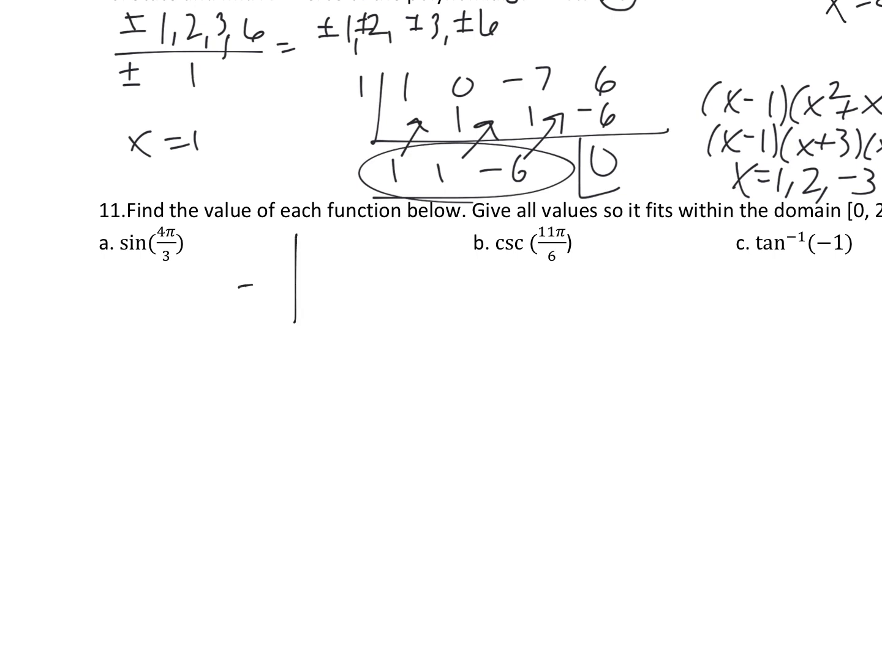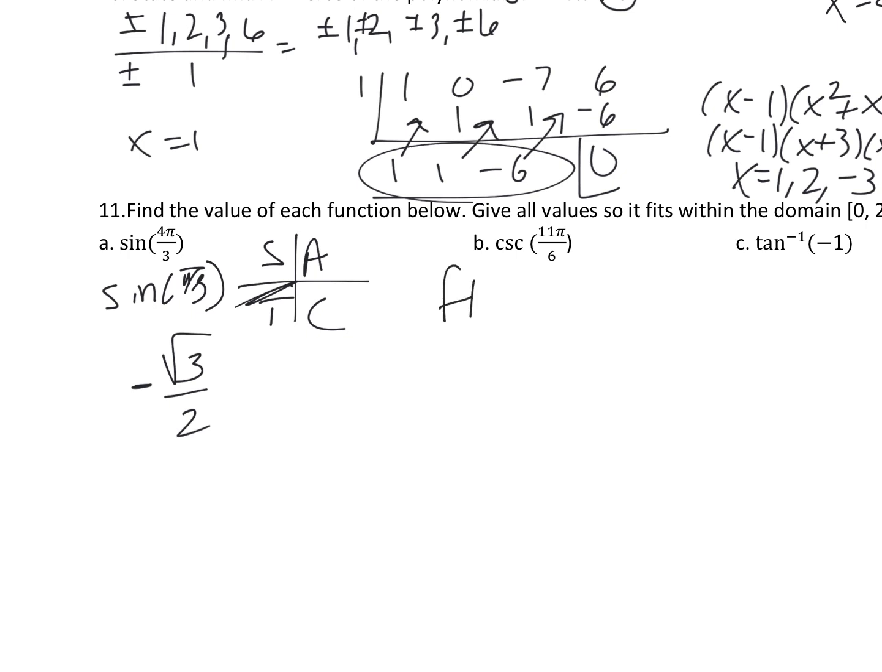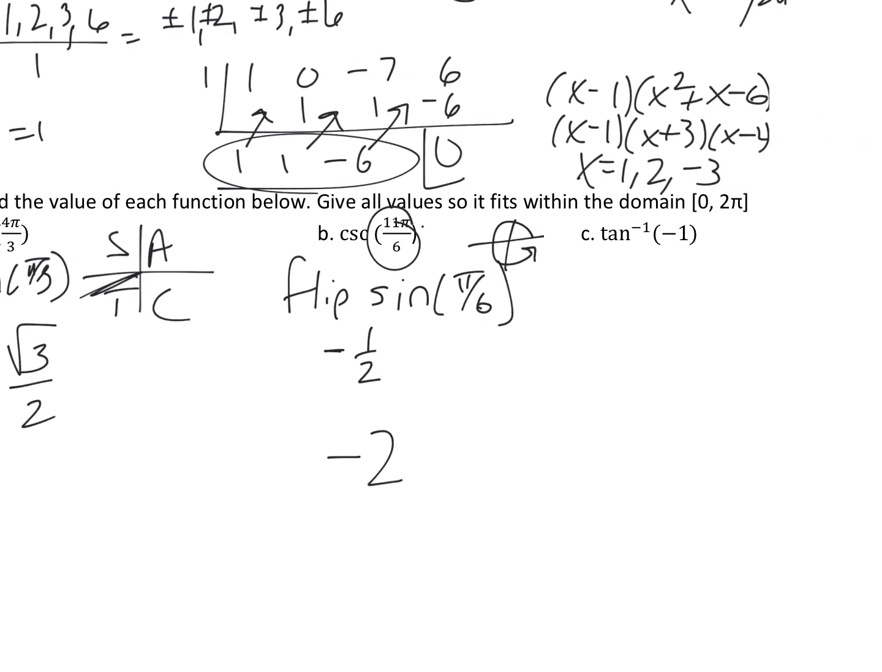So using our unit circle knowledge. So sine of 4 pi over 3, that's in quadrant 3. That is the sine of pi over 3 angle, which, if you recall, is root 3 over 2. And since we remember all students take calculus, that would be negative. Cosecant, well, that would be the flip of the sine function at the pi over 6 angle, which is 1/2, but 11 pi over 6 takes me into quad 4. So this would be the flip of -1/2, so -2.